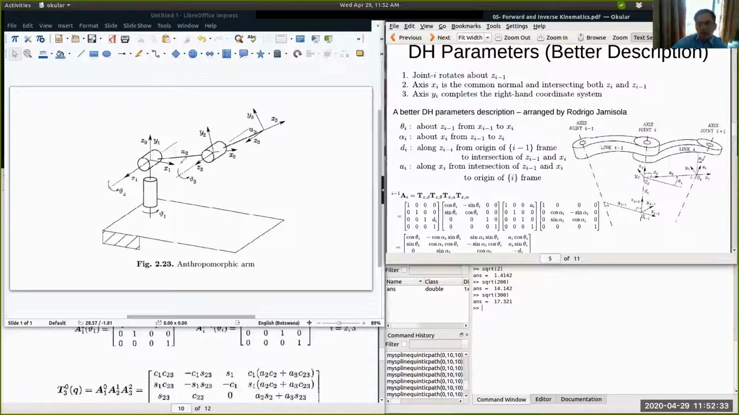So we have joint i rotates about z(i-1). So where is joint 1? This is joint 1. So we say that this is theta 1, rotating about that axis. And so that means that z0 should be along this axis. In fact, this is z0. So that's the axis z0.